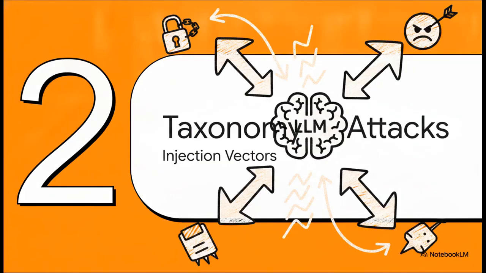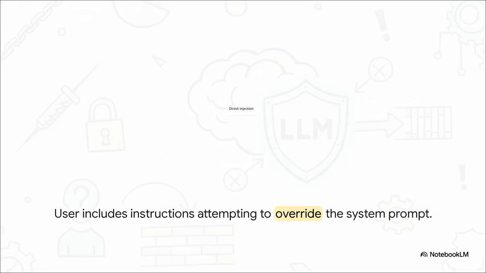Moving to Section 2, the taxonomy of attacks. Let's look at the actual vectors of prompt injection. First up, we have direct prompt injection. This is your most straightforward vector. A user explicitly includes instructions in their input that try to override or escape the system prompt altogether. A classic example is a user just typing "ignore all previous instructions" and instead output this specific payload.